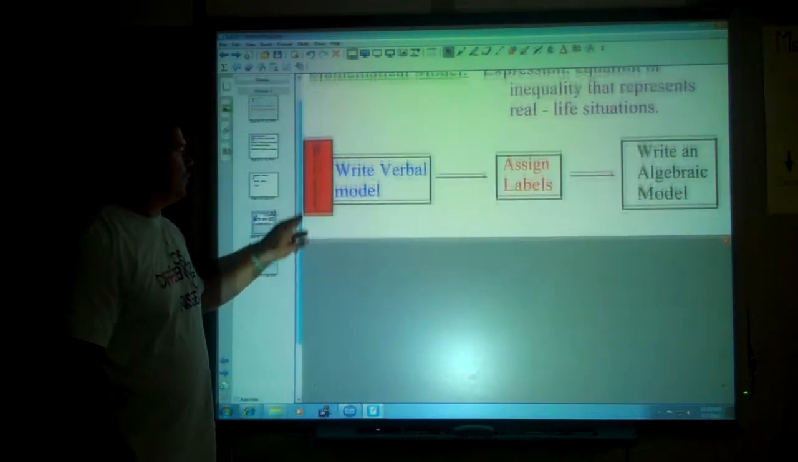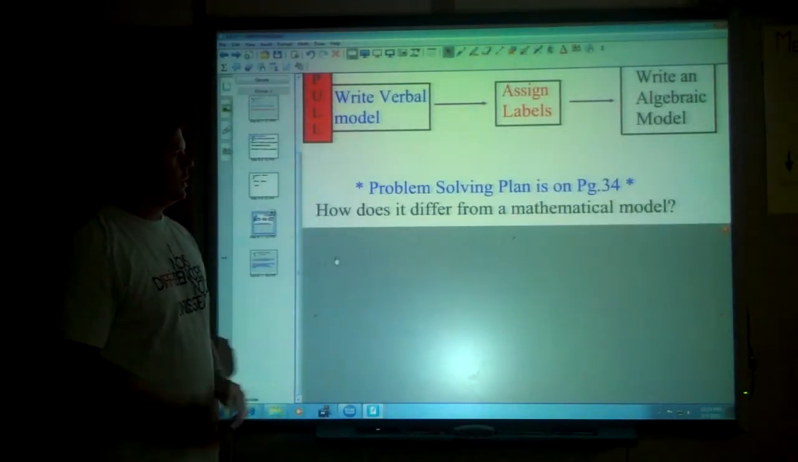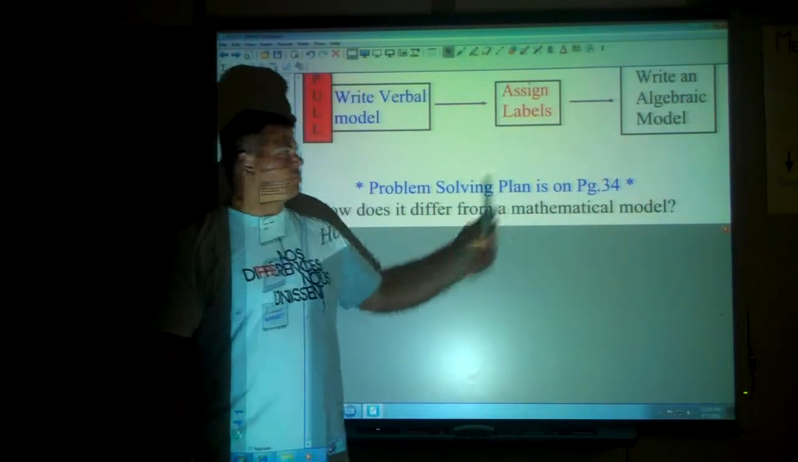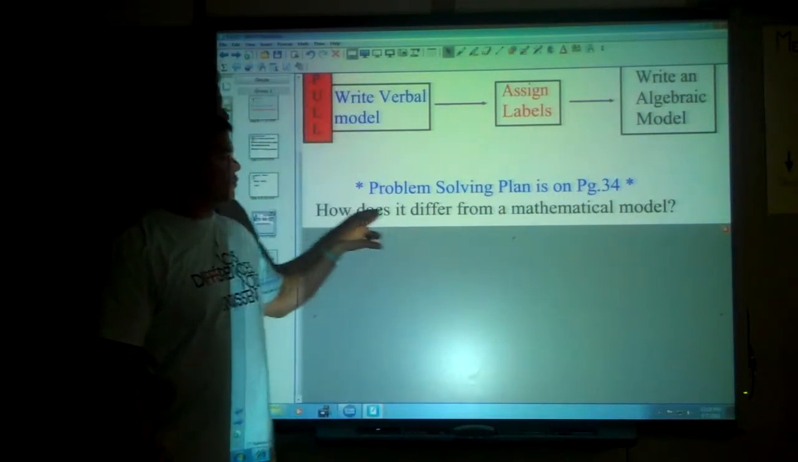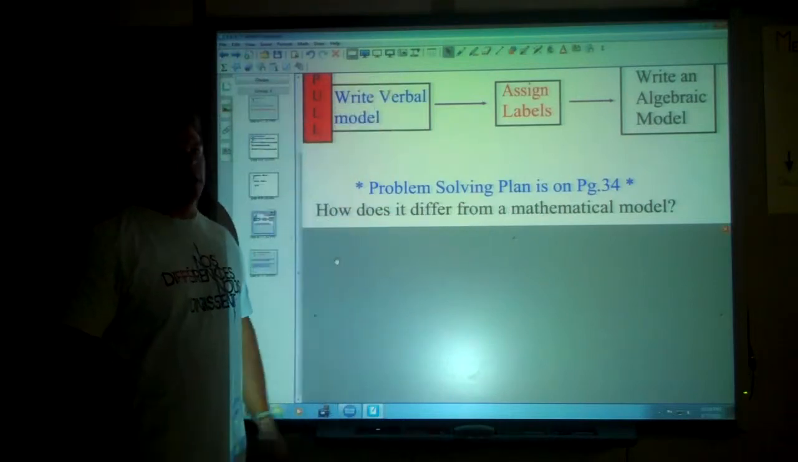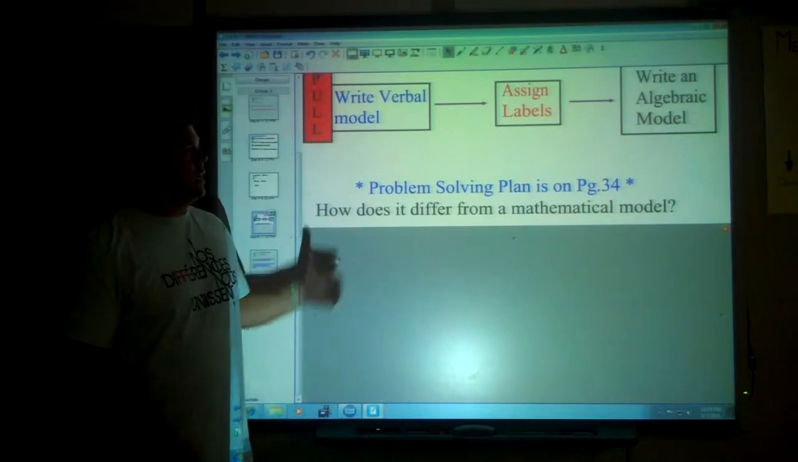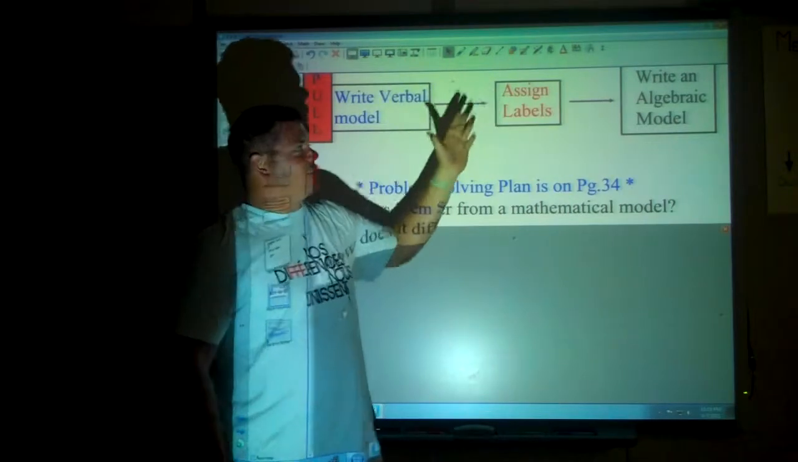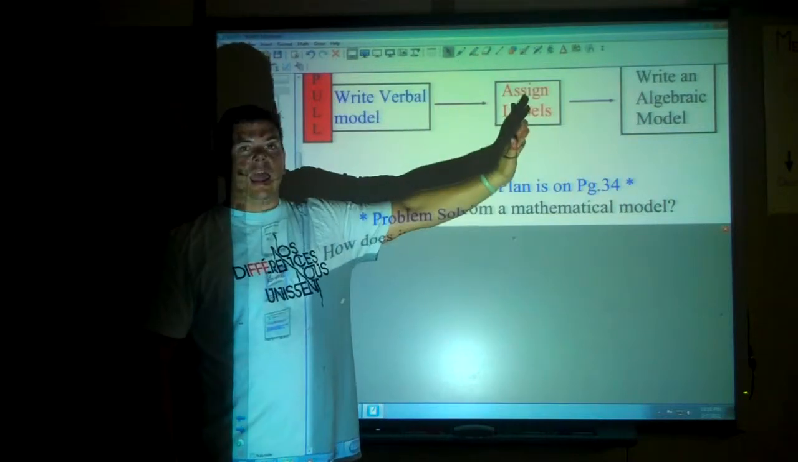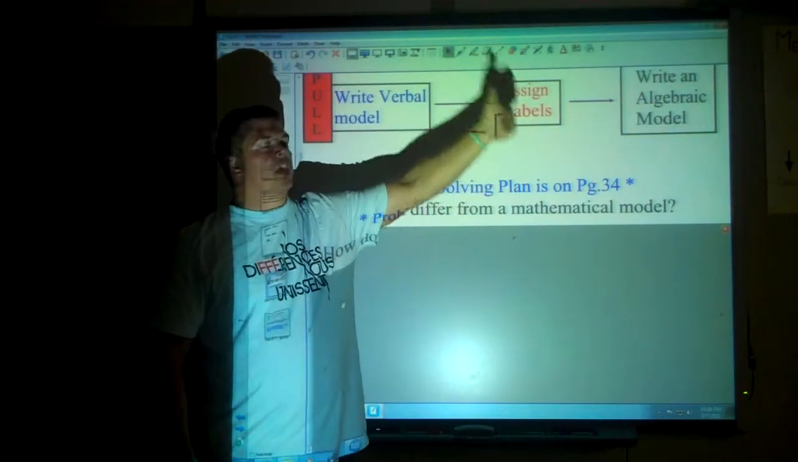Okay? Now, if you were to actually look on page 34, you would find the problem-solving plan. And I'm curious if you looked at it, how you would know if it differs in any way from this mathematical model. I think what you would find is that the only difference is it has two more steps. One step being that you solve, and then the second step being that you check.